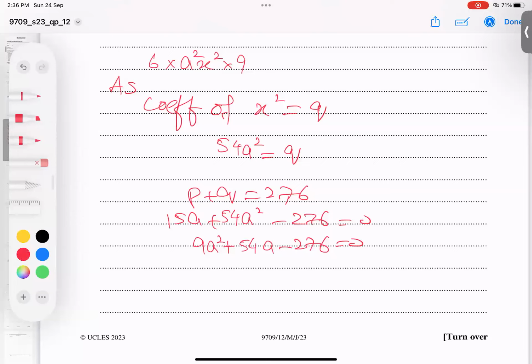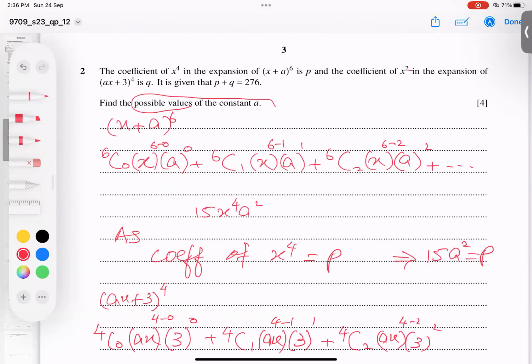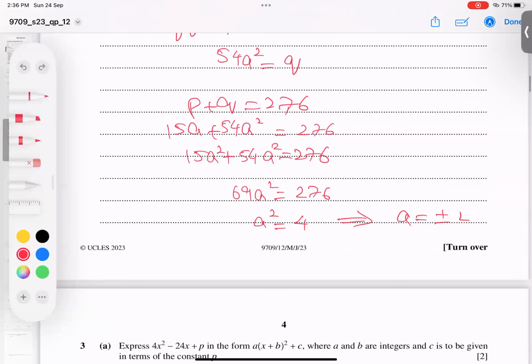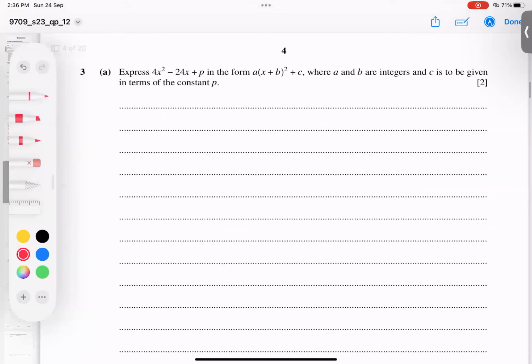So no need to bring it to the other side. It means keep it there. Okay. And if we add these two, 9 plus 54, sorry, it's not 9, it's 15. Okay. And if we add these two, I get 69a square. 69 will divide, I get 4. If I take the root of both sides, I get a equals plus and minus 2. But he said possible values. Sometimes he says positive, and sometimes negative, but he said both values. I hope the concept is clear. Let's go for the next question.